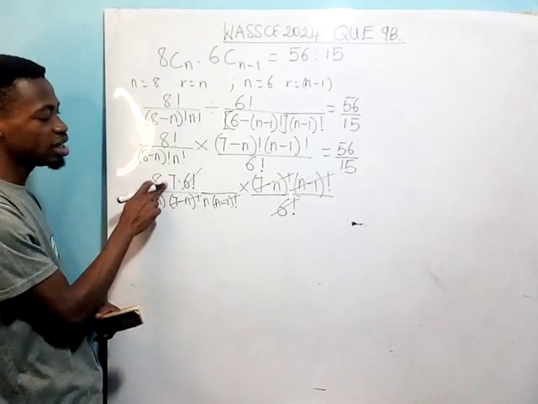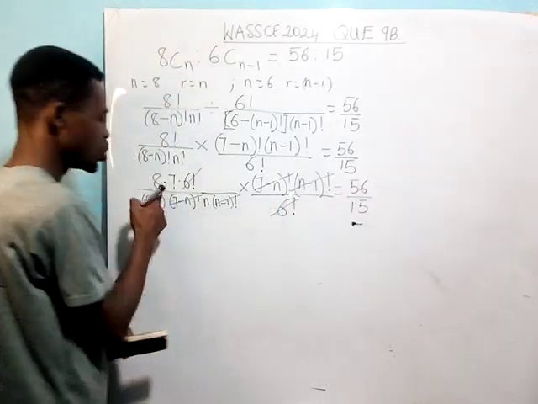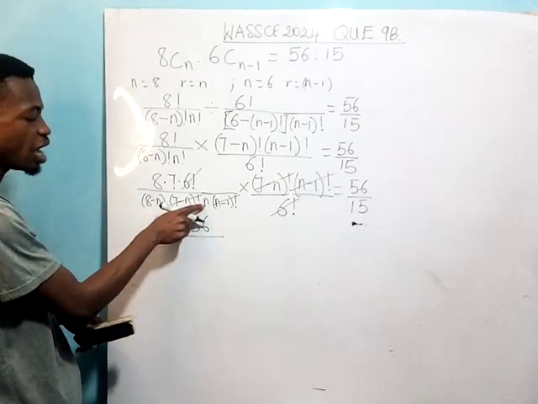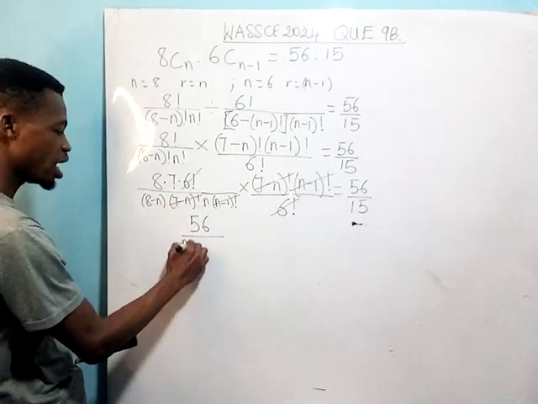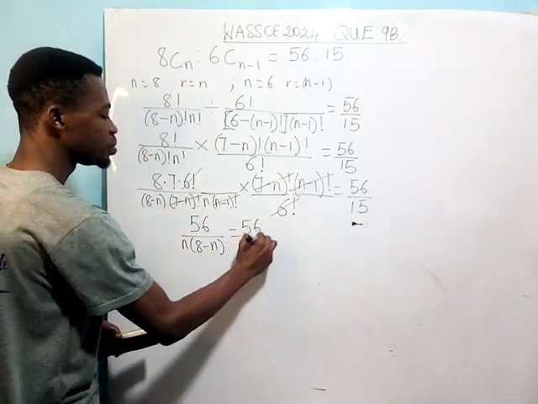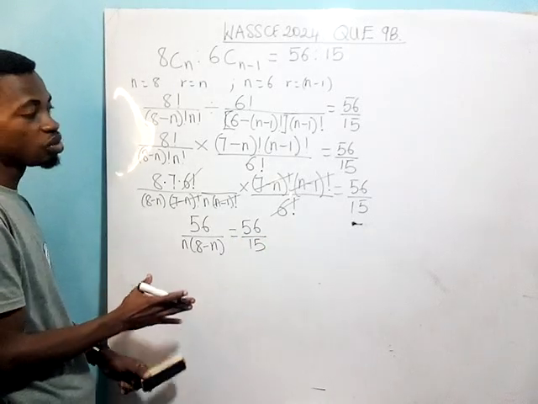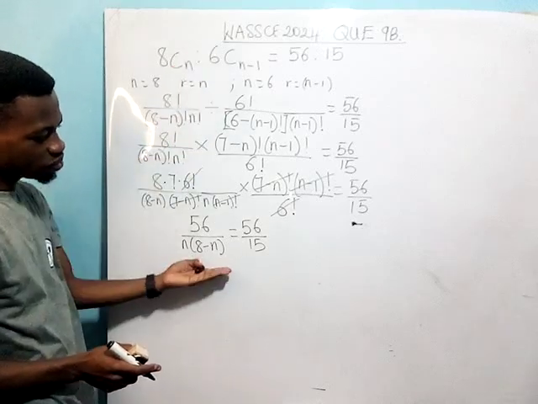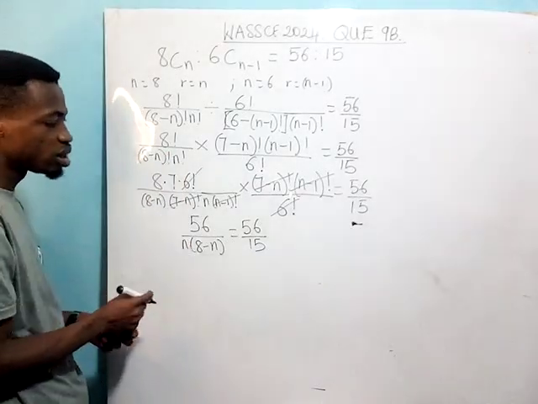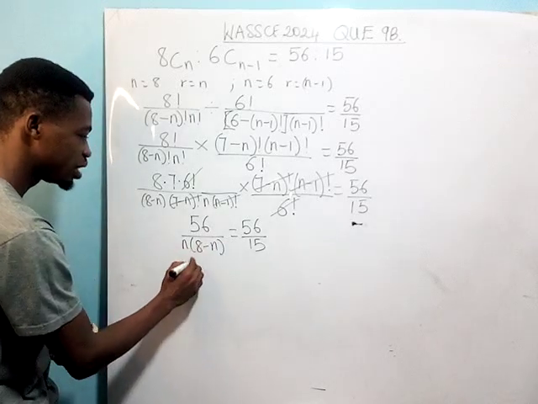So now we are going to have 8 times 7, which is 56, over here we have n multiplying this. So n times (8 minus n) is equal to 56 on 15. So we can move on. So this is how far we've come. I'll go over it again. So now we continue this, and we have 15 multiplies 56.